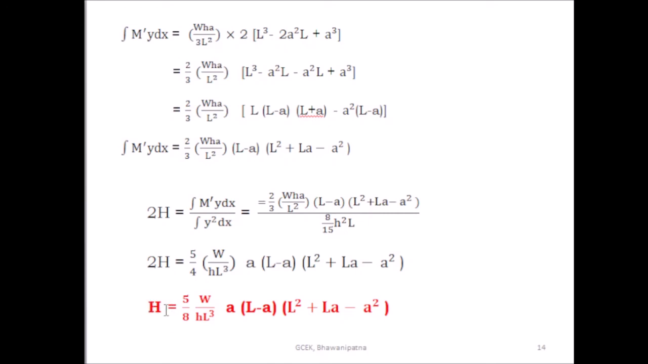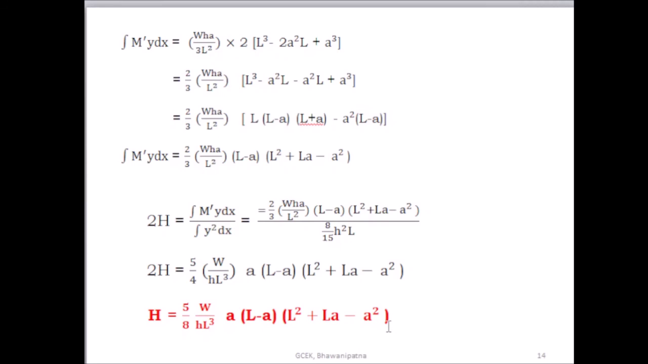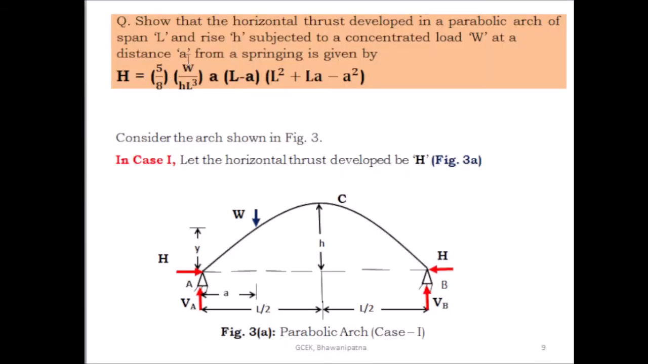So this horizontal thrust H is equal to 5 by 8 w by hl cube into a into l minus a into l square plus la minus a square. So this is the proof of horizontal thrust. This is the expression for the horizontal thrust, H is equal to 5 by 8 w by hl cube into a into l minus a into l square plus la minus a square. So this is the proof of the horizontal thrust when a concentrated load is present at a distance a from the support A.